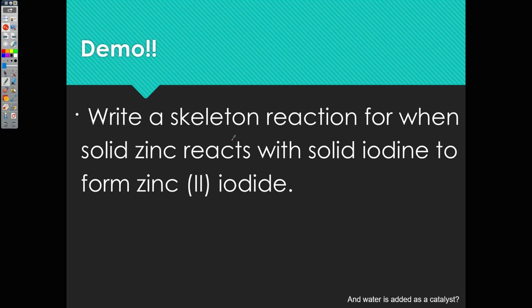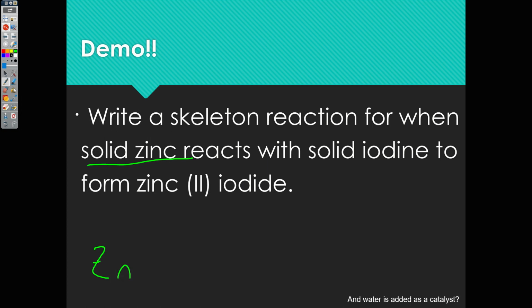All right, remember when we do these, we're just going to start where it starts, go through, and whenever we run into a compound, we're going to write that compound down. So we write a skeleton reaction for when solid zinc. Solid zinc is just zinc, so we write down the symbol for zinc, which is Zn.